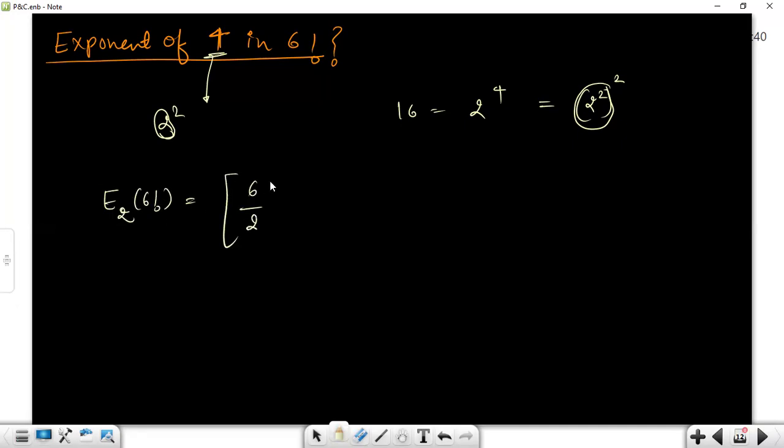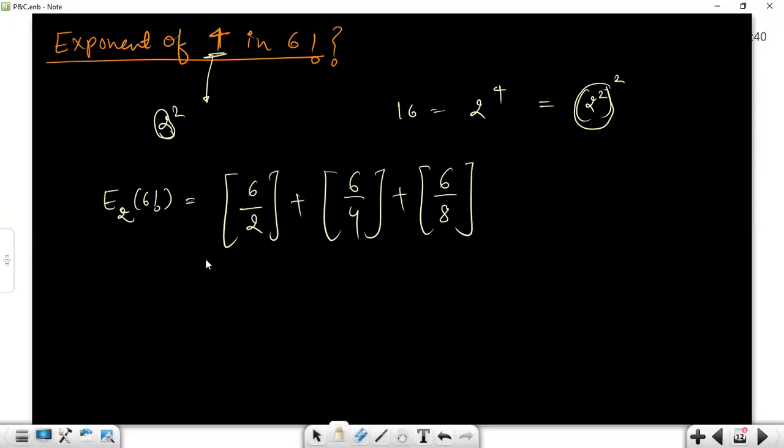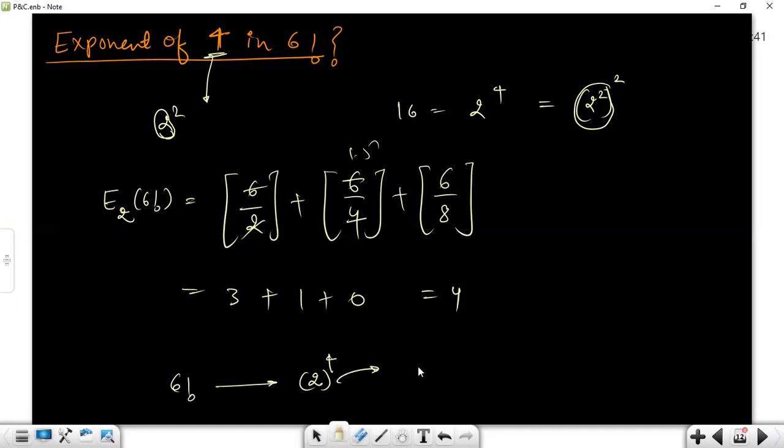So basically 6 by 2 plus 6 by 4 plus 6 by 8. Now we'll stop calculating. 6 by 2 is 3. This is 3 by 2, 1.5, basically 1. This will become 0. So 3 plus 1 is 4. So basically 6 factorial has a factor 2 raised to power 4. If it has a factor 2 raised to power 4, we can modify it as 2 raised to power 2 raised to power 2. So we can write it as 4 raised to power 2. So the exponent of 4 here is 2. That is our answer. Clear, everyone?